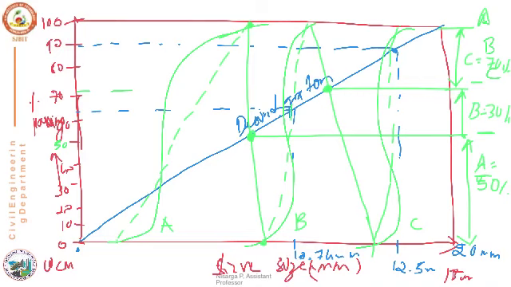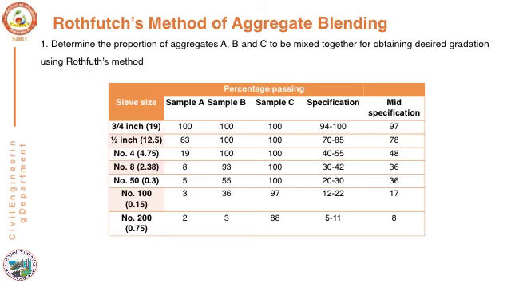Let's take an example and see how aggregate gradation will be done using the Rothfuchs method. They have given the data that three aggregates, aggregate A, aggregate B and aggregate C, have to be blended to get the required gradation as per the specification. Once the specification is given, find out the mid gradation. Mid gradation will be the average of the two limits, and they have given the percentage passing of the various materials. Now we have to find out what proportion of aggregate A, aggregate B and aggregate C has to be considered to get the required gradation. That will depend upon the percentage passing.